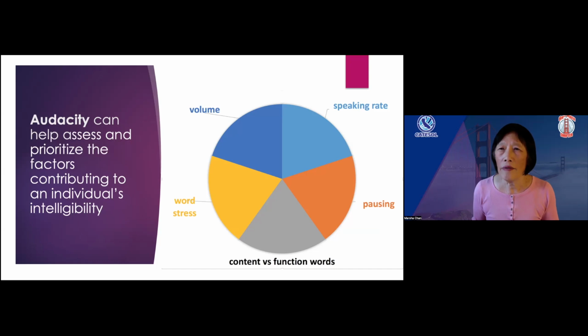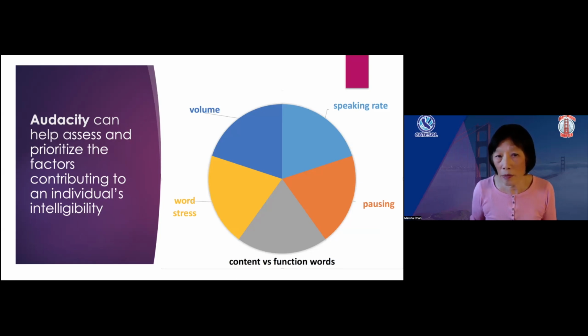Now, obviously, a student doesn't have everything divided up in terms of how much each factor affects their intelligibility. But if it were all equal, there'd be a pie that looks like this, 20% each. But as I said, that is not exactly what's right. What you as an instructor can do is consider these aspects when you look at a spectrogram and decide or prioritize which aspect is more important to work with on a particular individual student.